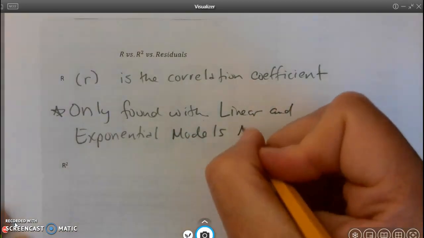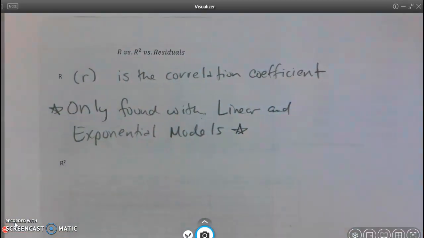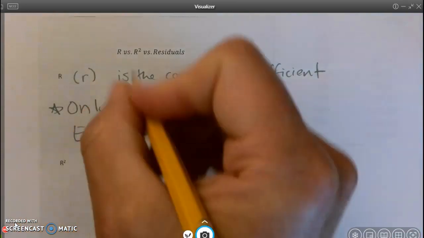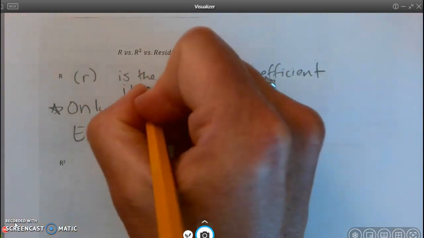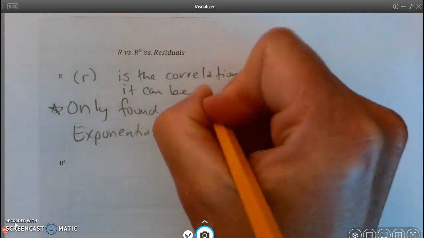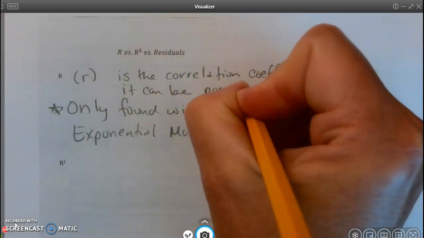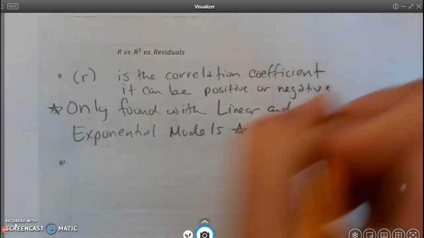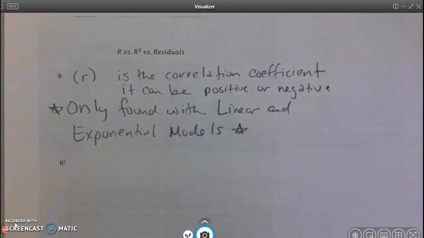And that's because correlation coefficients can be positive or negative. Positive if it is an increasing relationship, negative if it's a decreasing relationship. So only found with linear and exponential, it's the correlation coefficient. Let's also say it can be positive or negative. I'll put that here. It can be positive or negative. So that is what R is.